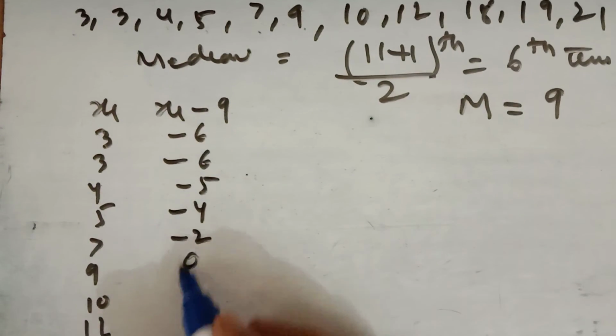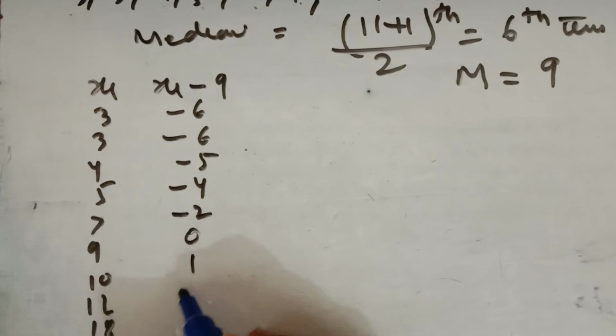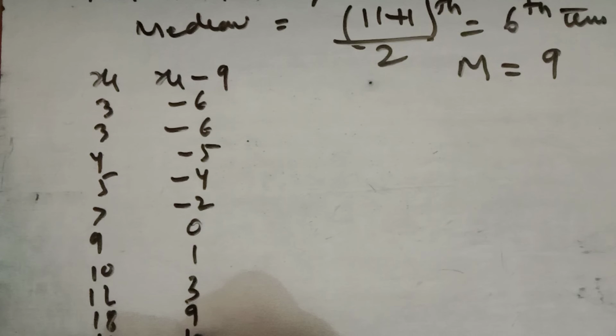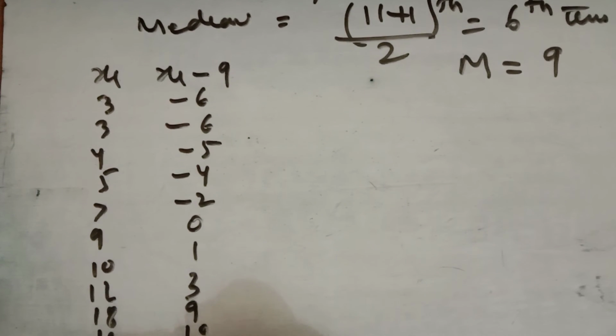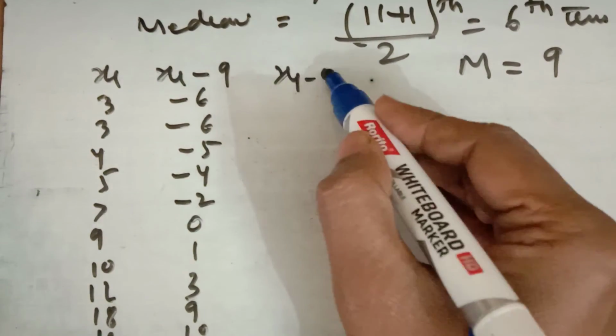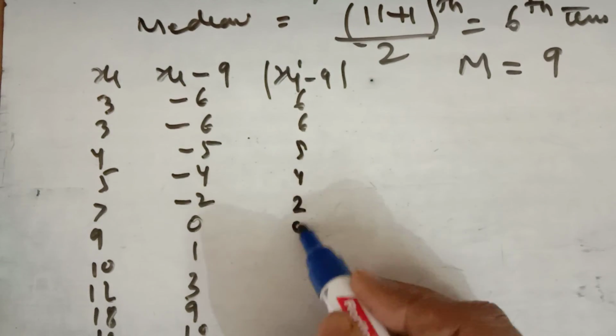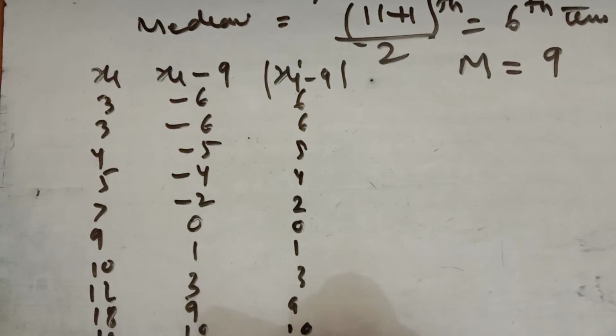And 9 minus 9 is 0, 10 minus 9 is 1, 12 minus 9 is 3, 18 minus 9 is 9, 19 minus 9 is 10, and 21 minus 9 is how much? It is coming out to be 12. And you have to find the modulus of it. So 6, 6, 5, 4, 2, 0, 1, 3, 9, 10 and 12.